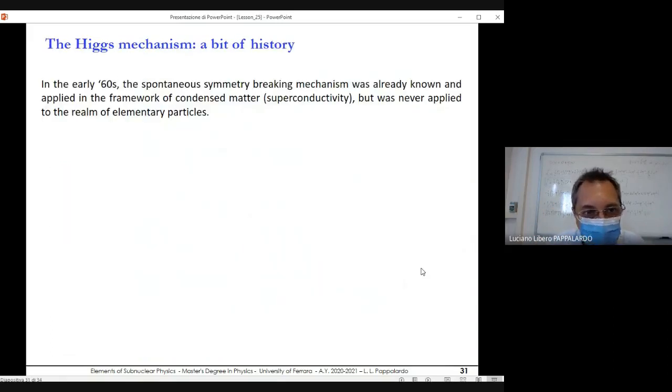Now, some history. In the early 60s, the spontaneous symmetry breaking mechanism was already known and was applied to other fields, essentially in condensed matter, in particular to superconductivity and superfluidity. But it was never applied to the realm of elementary particles. So in other words, it was never applied to a gauge theory. And the difference is enormous because only in gauge theory you have this unitary gauge that allows you to absorb the degrees of freedom of the gauge bosons into the mass of the particles. Indeed, when they applied this theory to superconductivity, things were working exactly, but they had these non-vanishing Goldstone bosons. There was no way to kill them, because this was not a gauge theory.